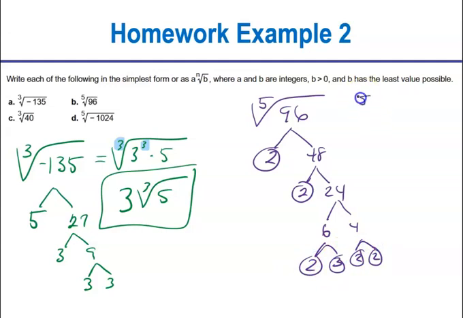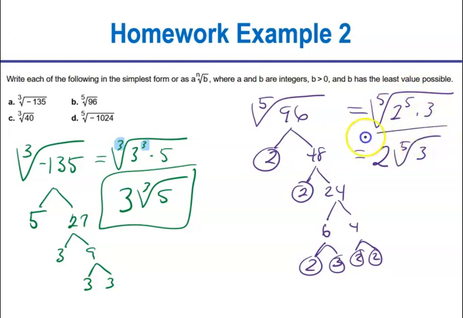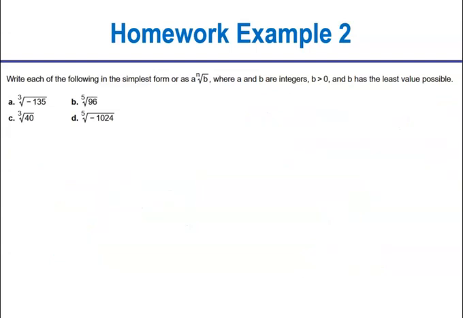So I could say the fifth root of 96 is equal to the fifth root of, now notice I've got 1, 2, 3, 4, 5 twos, so that's 2 to the fifth, and times 3. Now once again, the fifth root of 2 to the fifth is 2, so I've used up my fifth root around the 2 to the fifth, but I have not used up my fifth root around the 3, so that is completely simplified. All right, how about question C?